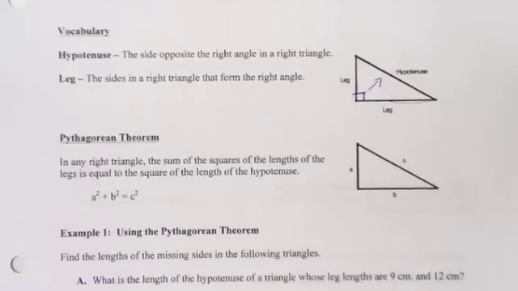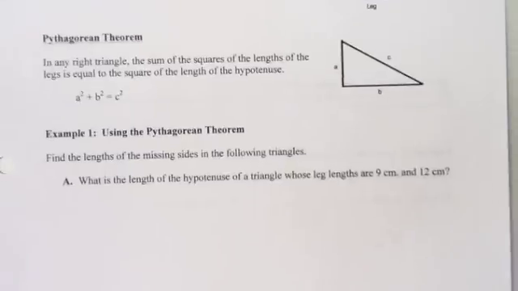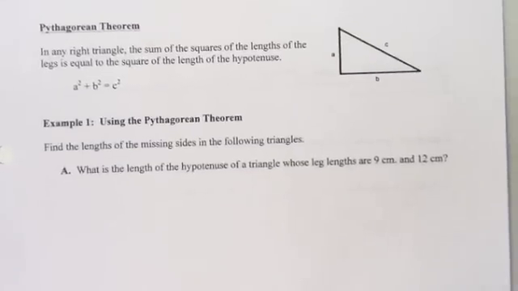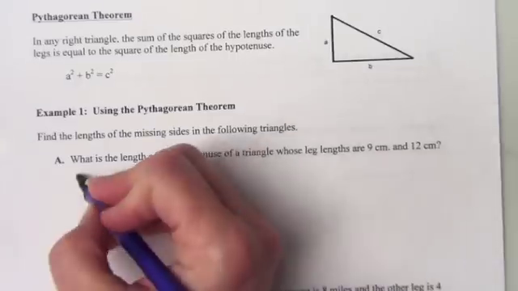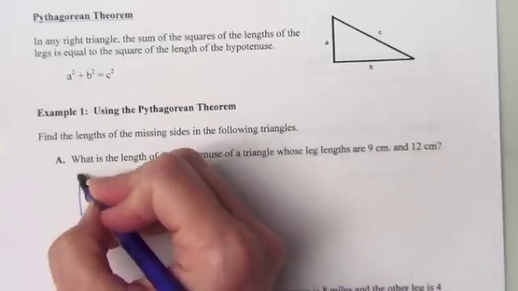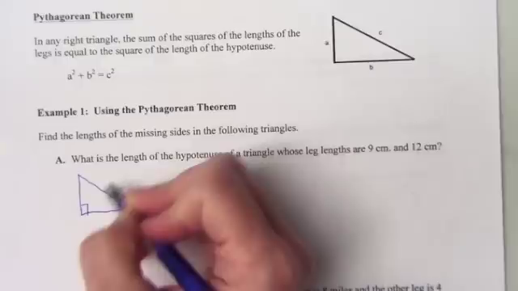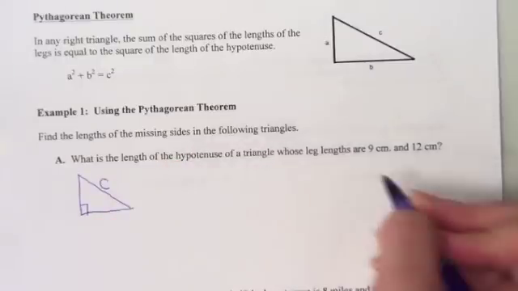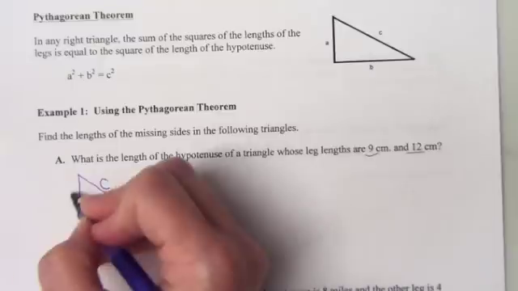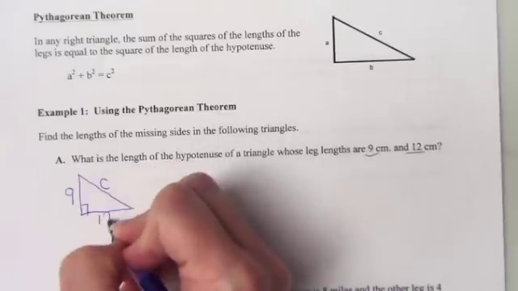Let's look at our first example using the Pythagorean theorem. We want to find the lengths of the missing sides in the following triangles. Letter A says, what is the length of the hypotenuse of a triangle whose leg lengths are 9 centimeters and 12 centimeters? Now we can draw out this triangle if we want to. We are missing the hypotenuse, which is always the c. We're given the legs, 9 and 12, so we're going to fill in 9 and 12 for the legs.